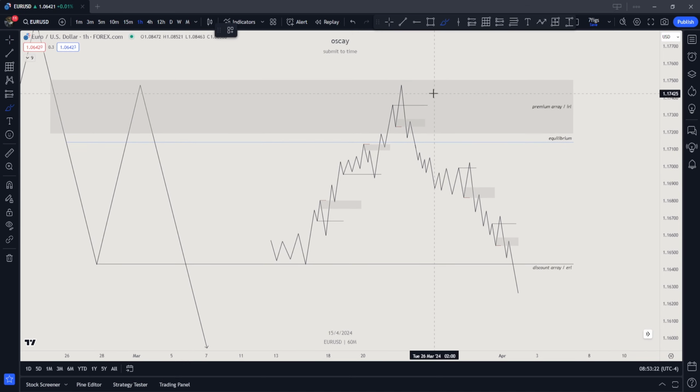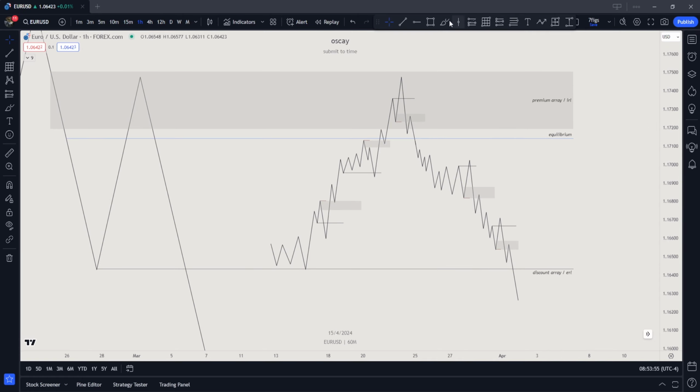Okay. So right here, when we reach the premium array, we wait for either a H1 or a H4 change in the state of delivery. How do I internalize change in the state of delivery? If there's a lag, the last lag, that may be rebalanced a fair value gap, but the last range low. When we displace through it, that is my change in the state of delivery. That is how I internalize it. I don't care how somebody else does it. If you don't like the term, use something else, but that's how I use it.